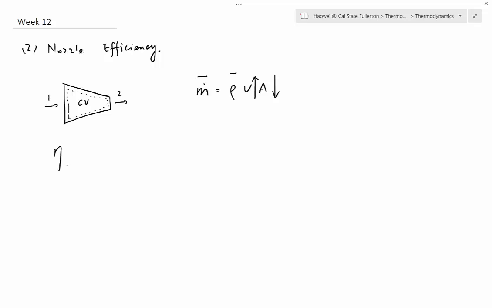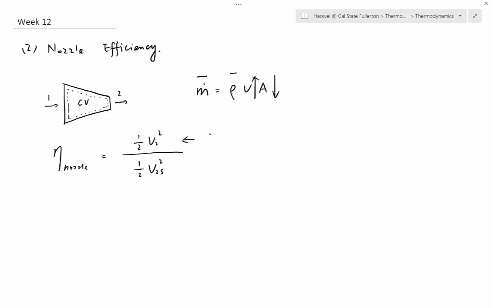We use eta, nozzle. Okay, so the definition is 1/2 V2 squared over 1/2 V2S squared. V2 is the fluid velocity at number 2, and V2S is the velocity of the fluid at number 2 if the process is isentropic. V2S must be greater than V2 because V2S is isentropic, which means ideal, while V2 is for the actual process.